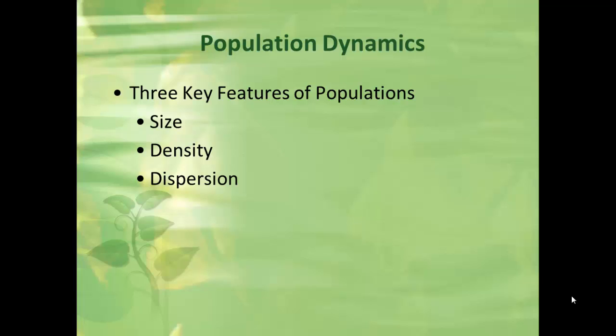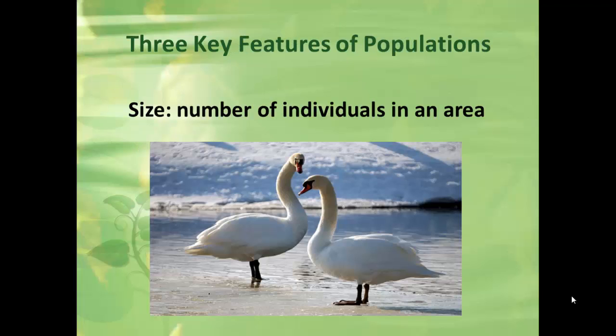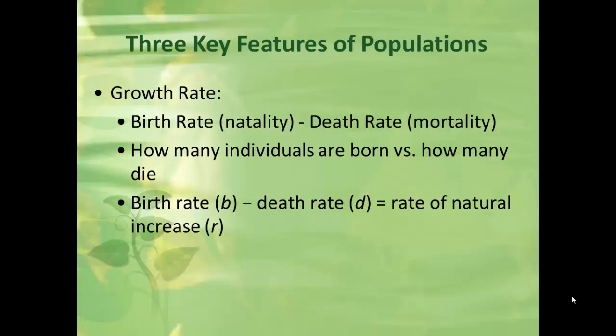Three key features of population include size, density, and dispersion. The first key feature of populations is size, which is simply the number of individuals in a given area. When we look at the size of the population, we also have to consider the growth rate. The growth rate is going to be the rate of natural increase, which will be the birth rate, or natality, minus the death rate, or mortality. This is going to show you how many individuals are born versus how many individuals die.